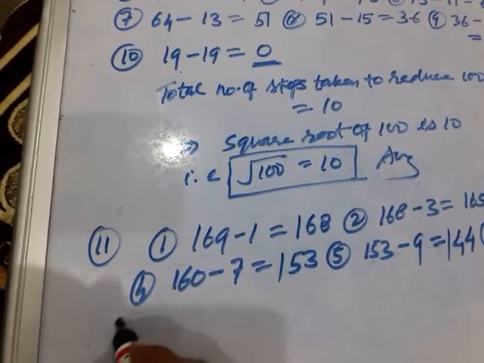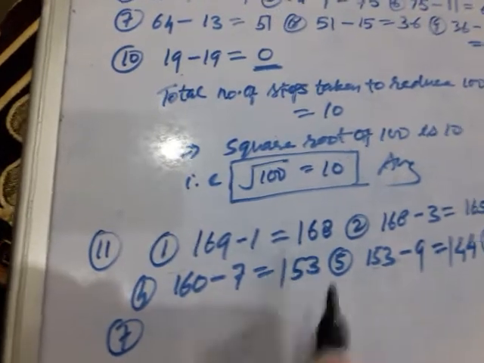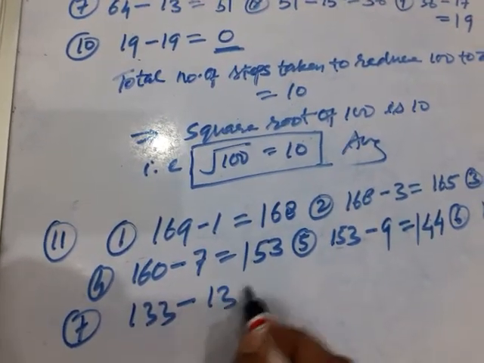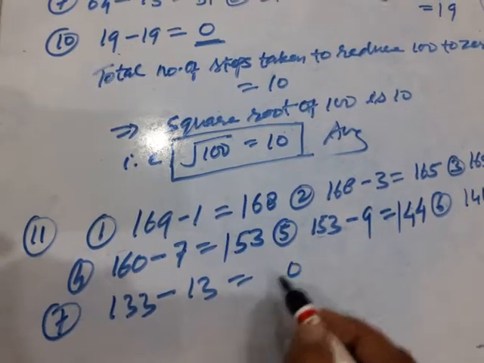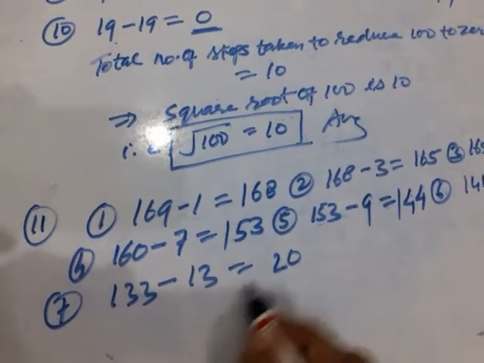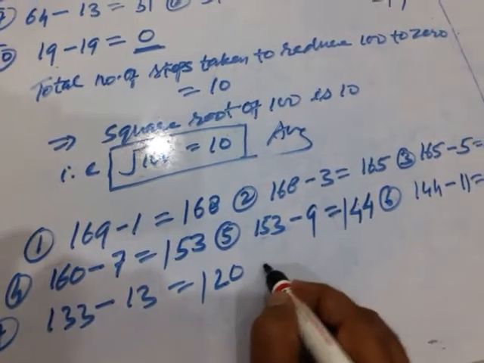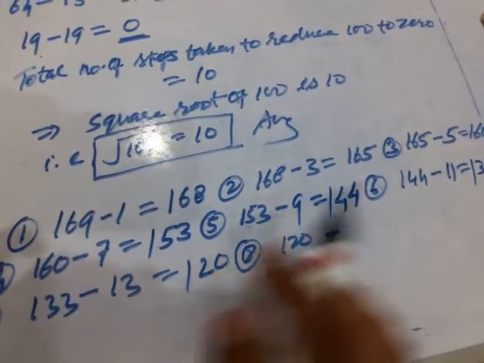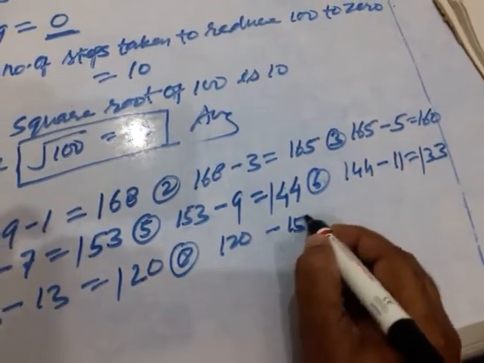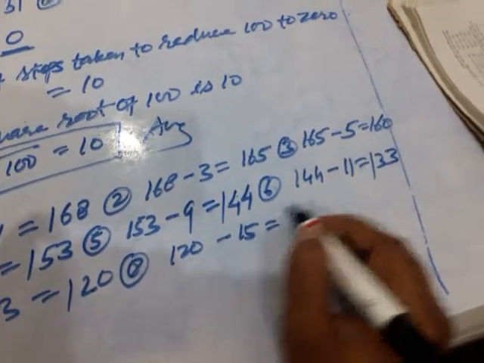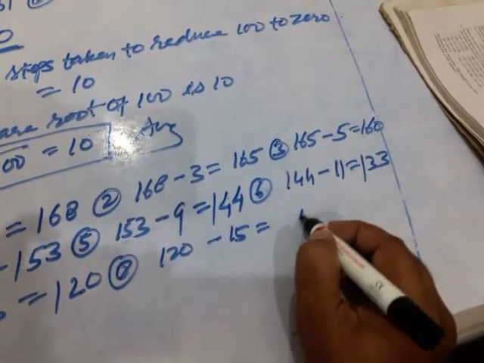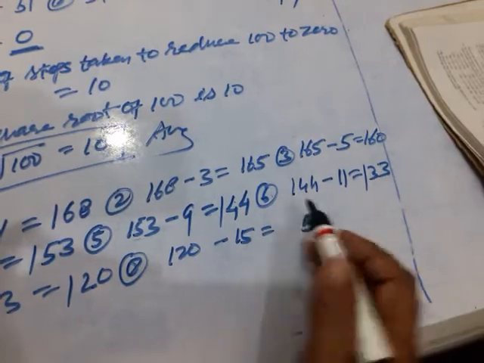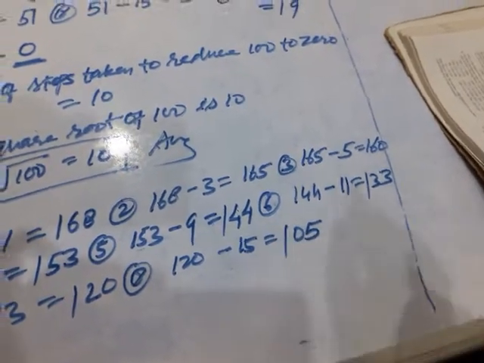Next is the seventh step: 133 minus the next odd number, 13, which equals 120. And the eighth step is 120 minus, after 13, 15, which equals 105.